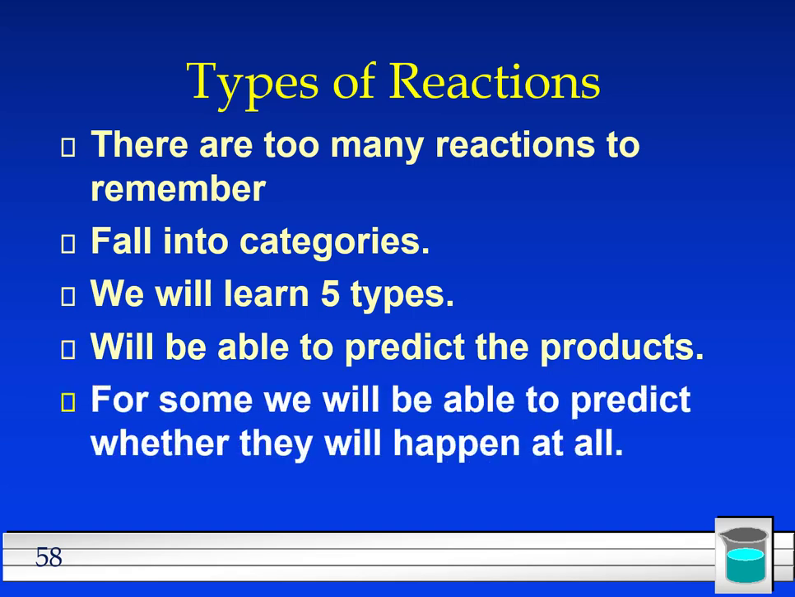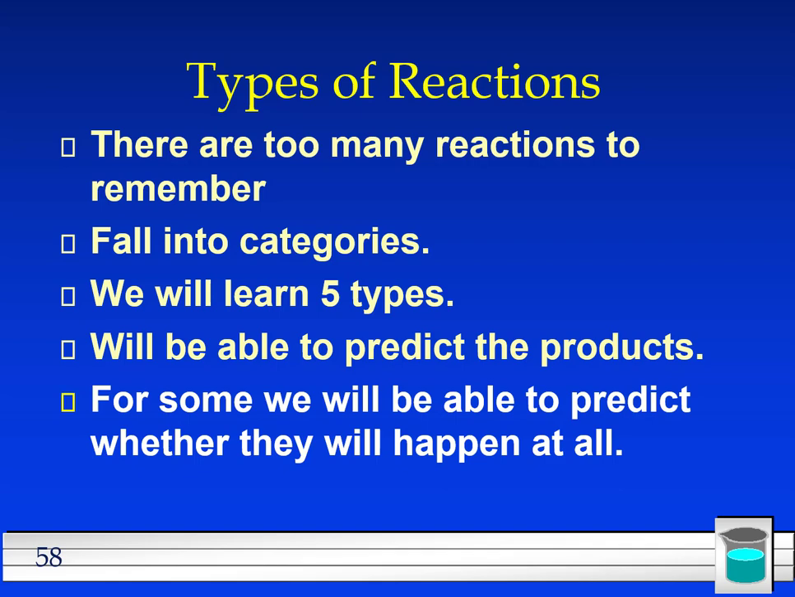There's some we're going to be able to predict whether they happen at all. That you mix this and this together and nothing happens. That's important to know. Choosing materials. I'm going to make a boat. I should choose a material that doesn't react with water. The material that reacts with water would be a bad choice. So I'd want something that when you put it with water, there was no reaction.